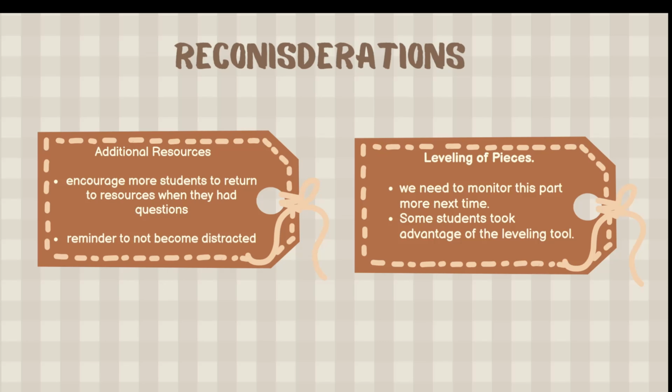Also, for the students who did use those additional resources, some of them got distracted, and instead of focusing on the activity, they started looking at the videos, the images. So finding a happy medium. Next, leveling of pieces. As a whole, we monitored, but we definitely need to make sure students are not leveling their pieces too low, because we had a couple students who took advantage of that. While that tool needs to be available, students need to be really reading at their level, so that way they are supporting growth in their literacy.